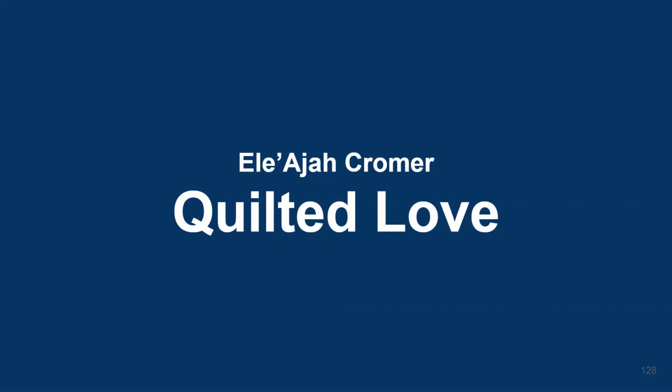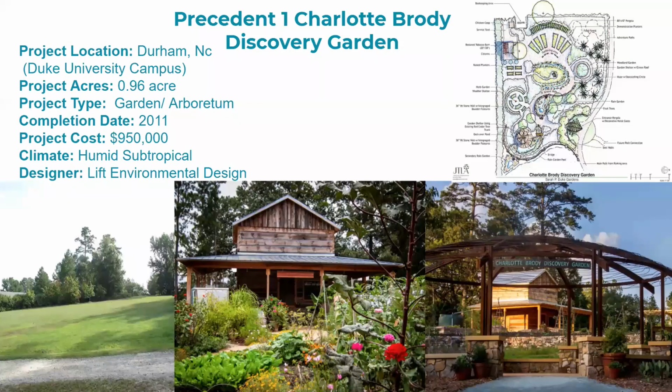So my name is Elijah Kramer, and today I'm presenting Quilted Love. For my precedent, we are going from the President Charles Gronady Discovery Garden. This is located on the Duke University campus there in North Carolina. I chose this because it's relatively close to the site as far as size and acres. It's 0.96 acres. And I also wanted to choose it because of the garden/arboretum theme.